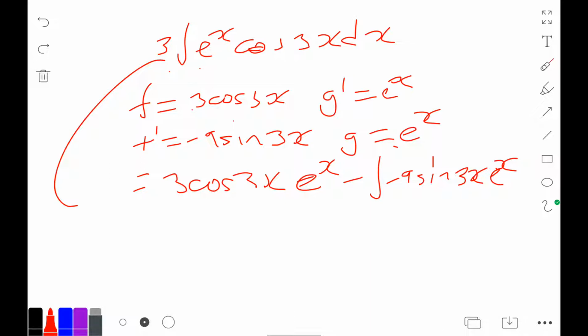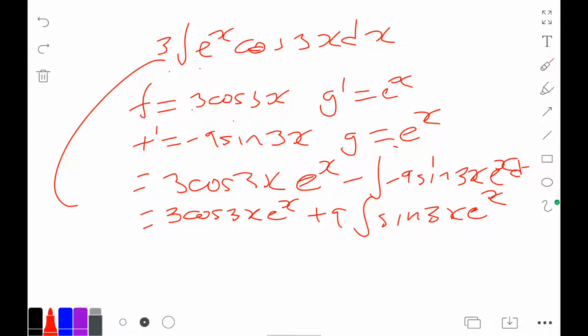So if you check now, we can take out negative 9, then the answer is going to be 3x e to the power x plus 9 times the integral of sine 3x e to the power x. Remember, there is dx, there is also dx. So now you can see that this one here is the same as the first one that we got when we got this one there.